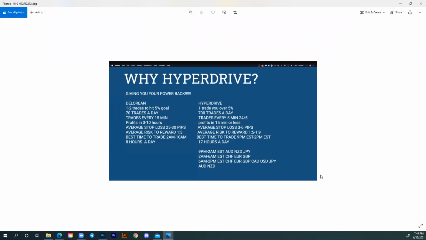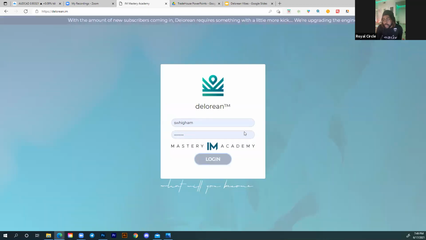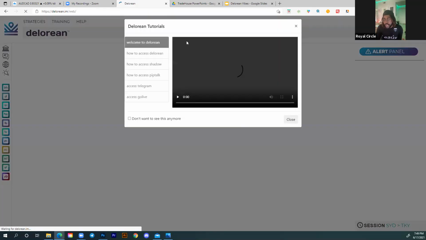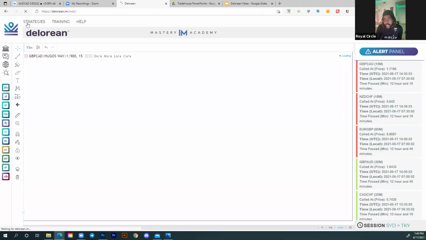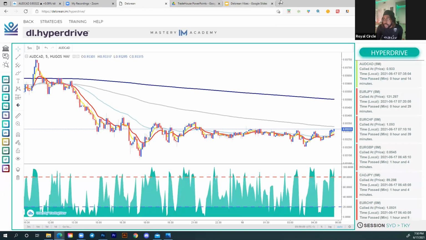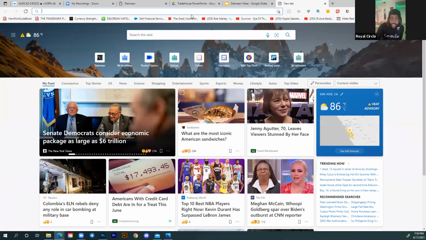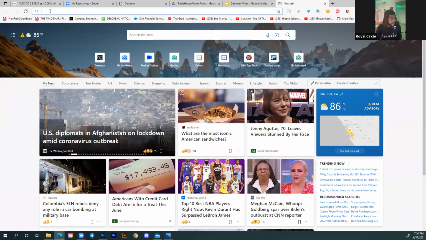Yes, I got it. So this is Hyperdrive. Definitely, if you have access to Delorean already, it is part of the Delorean add-on. It's not an extra price. The way to access it is once you log into Delorean, go to strategies at the top, go to Hyperdrive. If you want to access a training video, it's already set up. It's the same thing as regular Delorean. There's nothing you have to do but go through the confirmations.